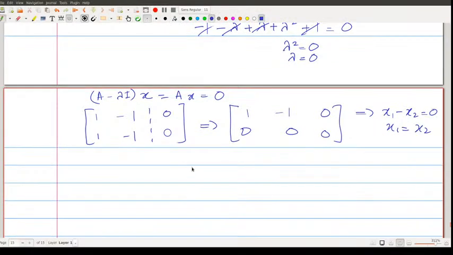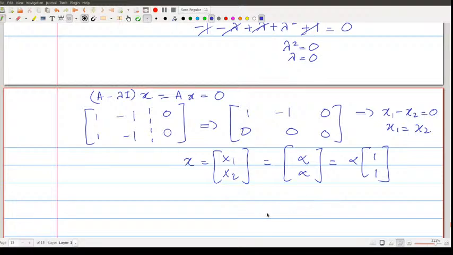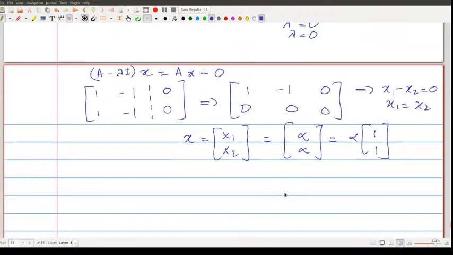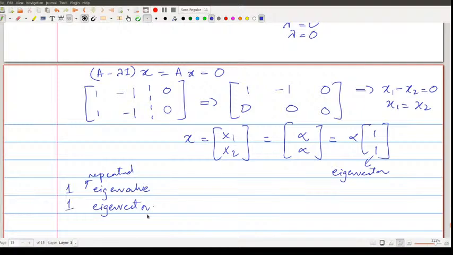So I got one eigenvector, which was x equals x1, x2, where these are both the same entries, right? I can say alpha, alpha. So alpha times (1, 1). This is the eigenvector. So in this case, what I had was a repeated eigenvalue and just one eigenvector, right? So we've seen different cases, and now I can classify them into different cases.